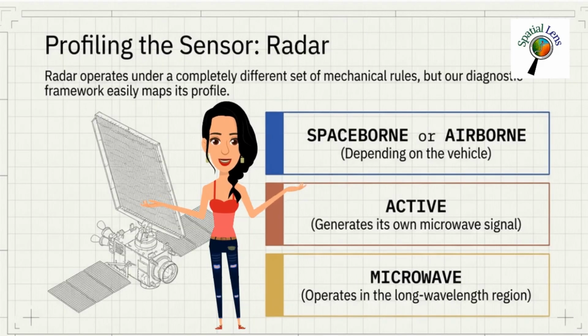Now take a radar sensor. It is active because it generates its own signal, and it is microwave because that signal operates in the microwave region. If that radar is mounted on a satellite, it can additionally be described as spaceborne. If it is mounted on an aircraft, it is airborne. One sensor can therefore have multiple labels because each label describes a different characteristic.